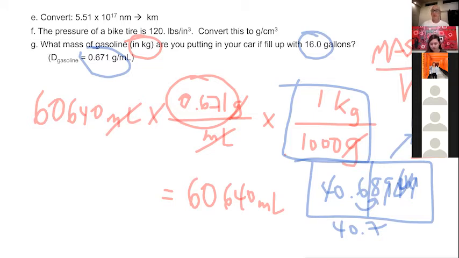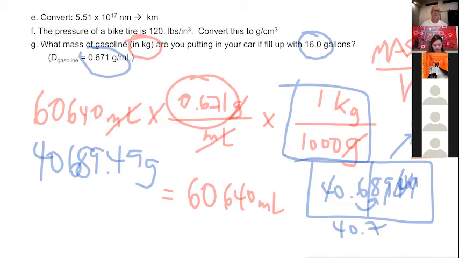If it was in grams, we would have had 40,689.49 grams. Then we would have just reduced that to 3 significant digits, and that would have been 40,700 grams. So it's the same answer. 40,700 grams is the same as 40.7 kilograms.